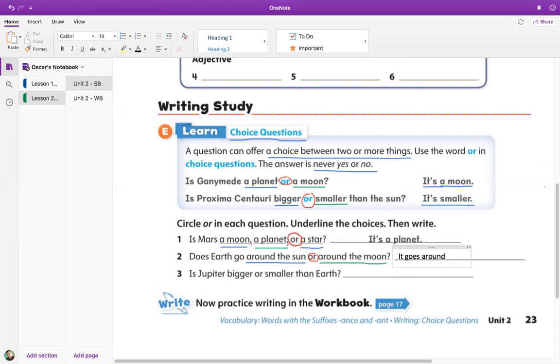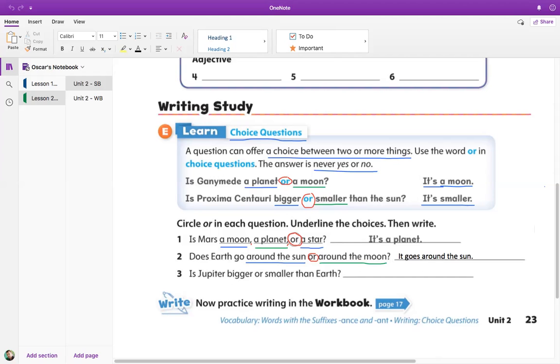We all know that the Earth goes around the sun. So we're going to write around the sun. And this will be our answer. It goes around the sun. Again, a short, complete answer.